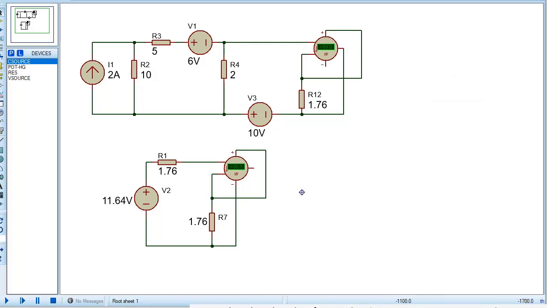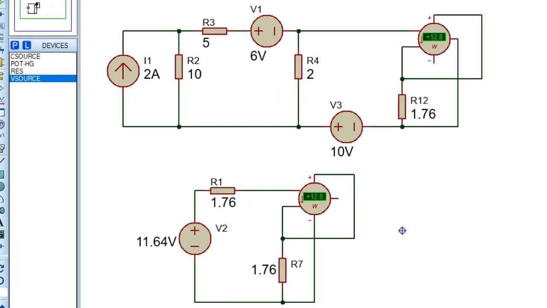Running simulation. See, in the equivalent circuit, power at the load is 19.2 watt. In the main circuit, power at the load is 19.2 watt. So my calculation is perfect.